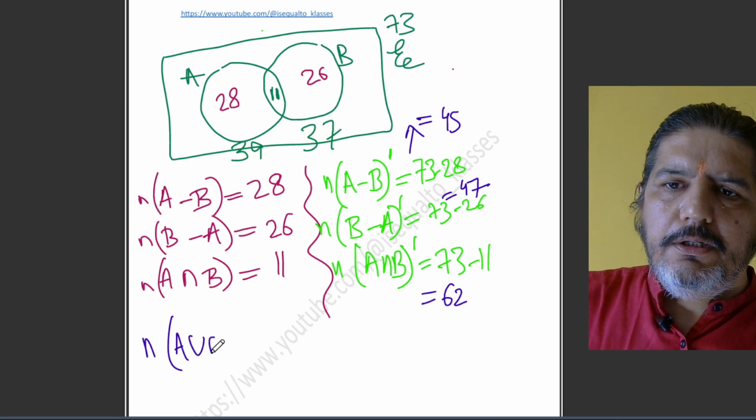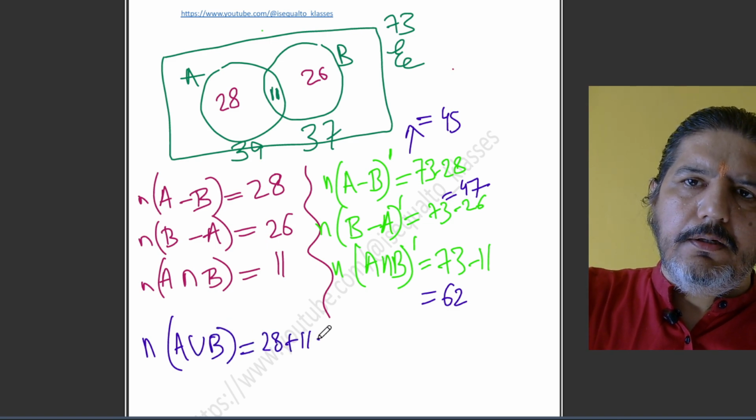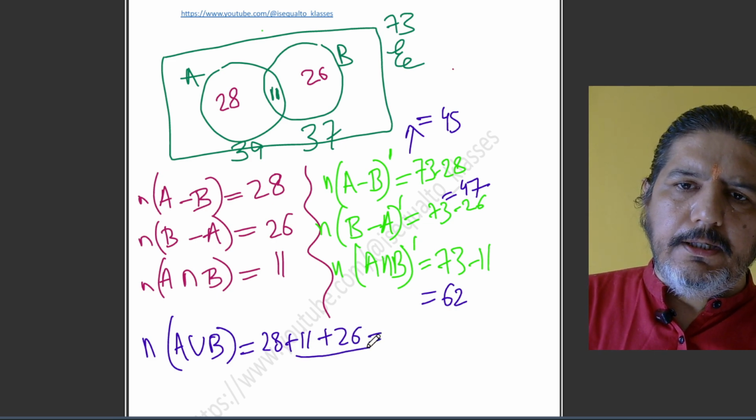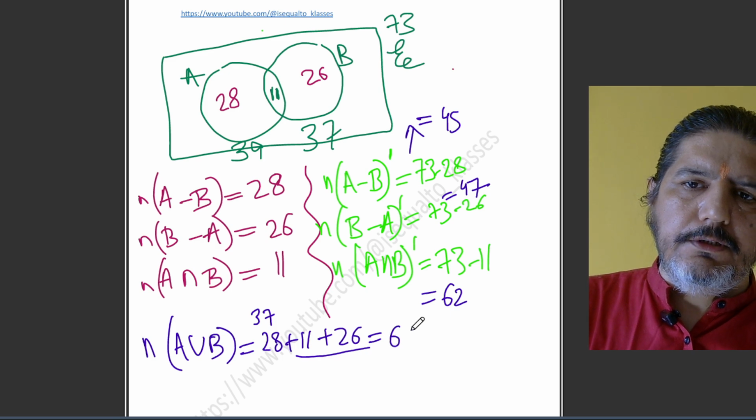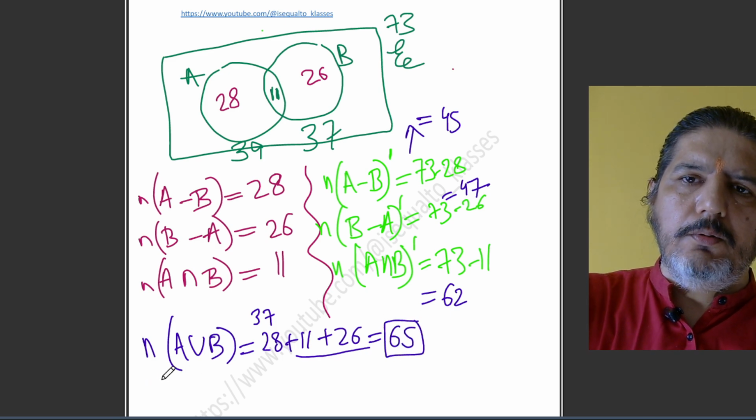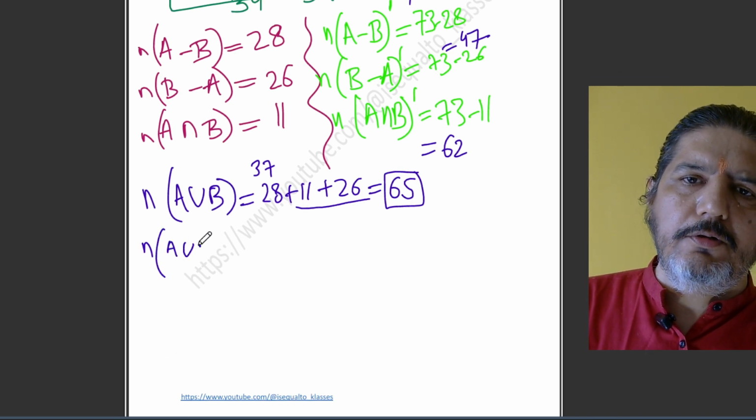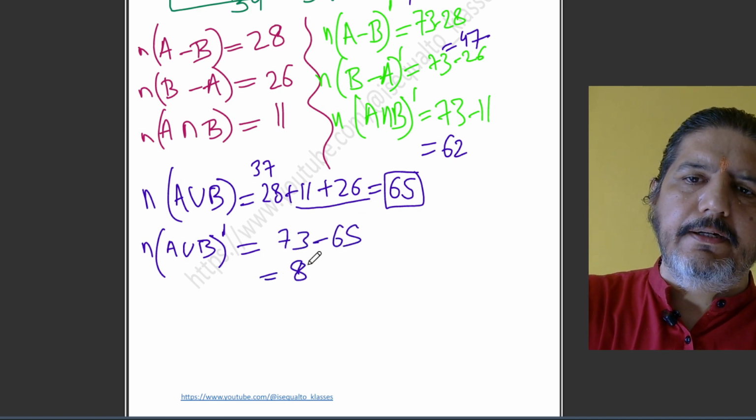So A union B would be 28 plus 11 plus 26. So this would be 37, so this would be 65. So A union B is 65. Now I don't know whether this is being asked or not, but let us say A union B complement. This would be 73 minus 65, so this would be 8.